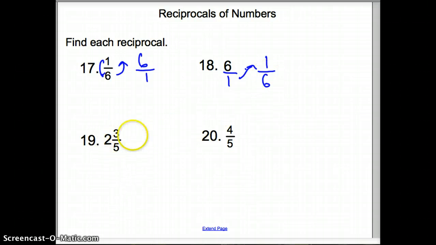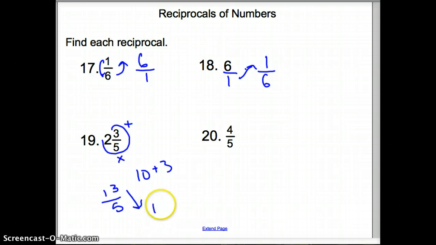Well, what if they're a mixed fraction like this? Well, now you have to make them improper fractions. How do you make them improper fractions? You have to circle, multiply, and then add. 2 times 5 is 10. And then you have to add the 3, so you get 13/5 for your fraction. Top becomes the bottom. So it's 13 over 5. 5 over 13 for your final answer. And then here, the reciprocal of 4/5 becomes 5/4.